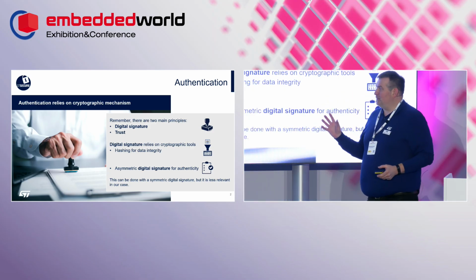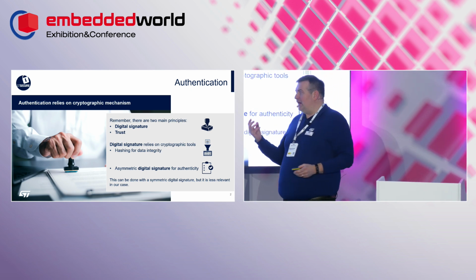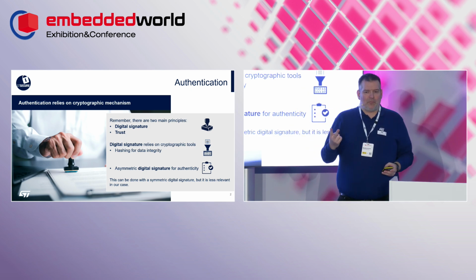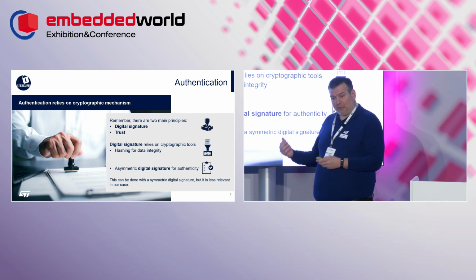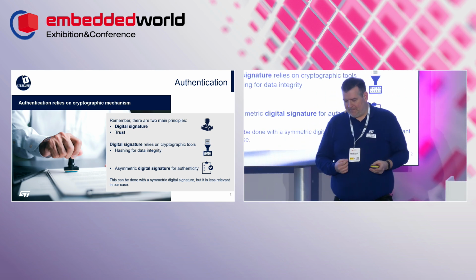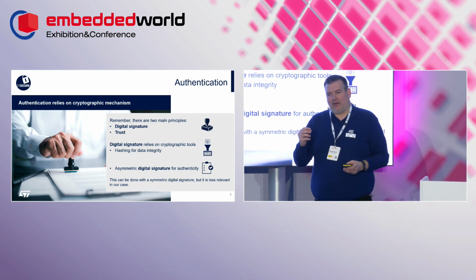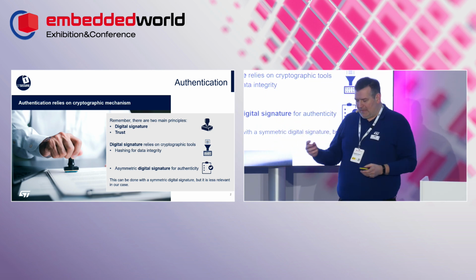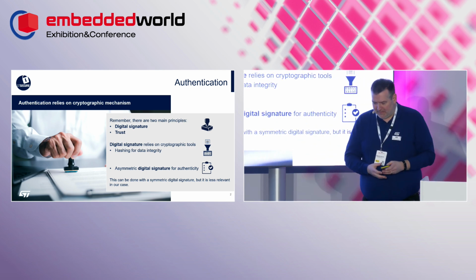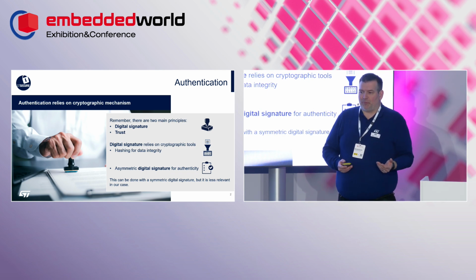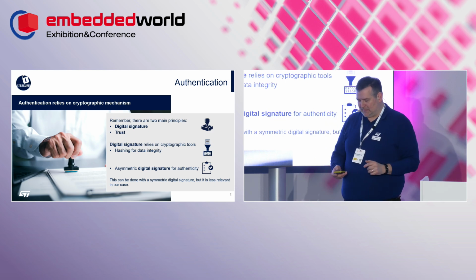So I will just start by explaining what an authentication, a strong authentication, is. This is basically relying on two main principles. The first one is a digital signature, which is done with cryptography, and the second one is trust. In order to manage this kind of approach, we need cryptographic functions like a hashing function and an asymmetric digital signature for authenticity. Of course, this can be done in a symmetric way, but for the product and the solution I want to present, we will keep the asymmetric use case.